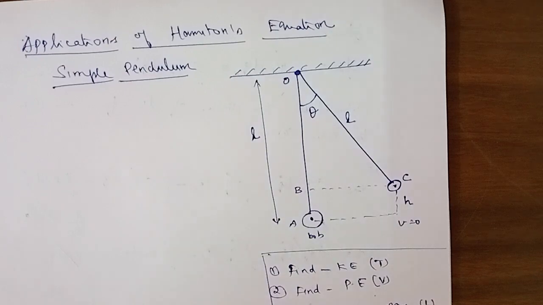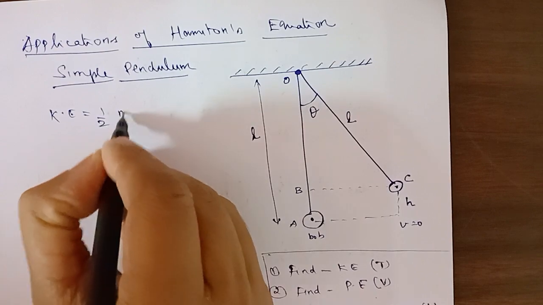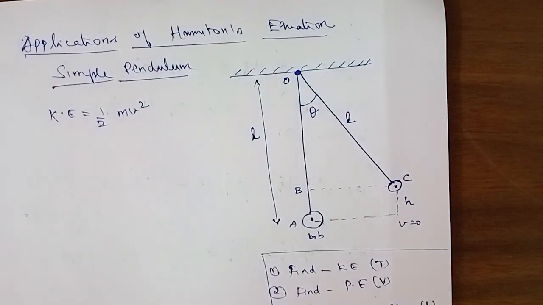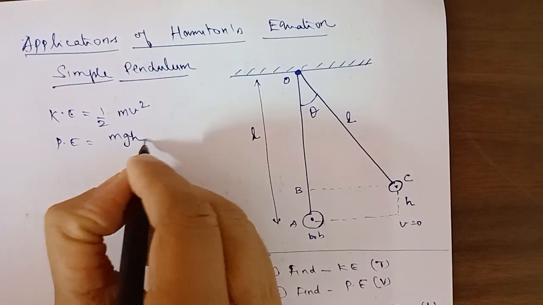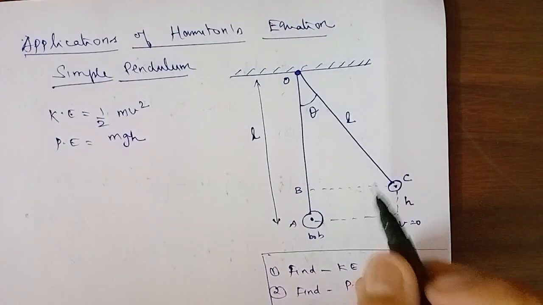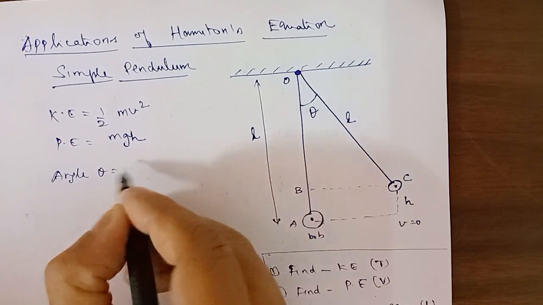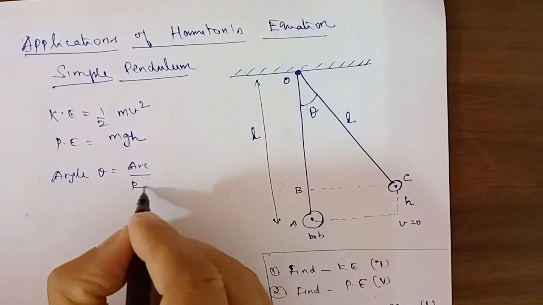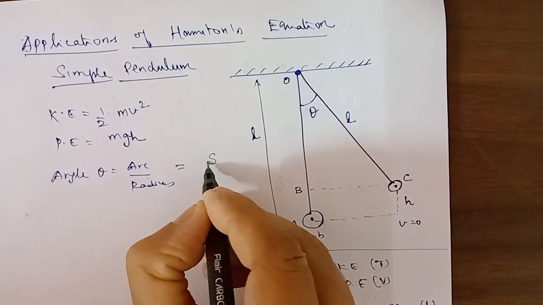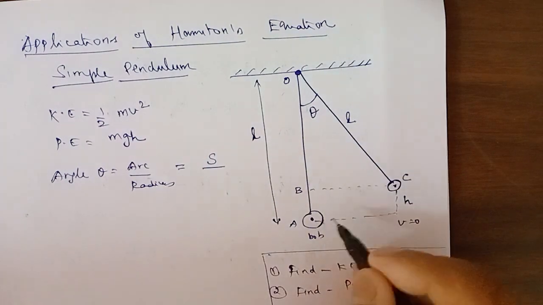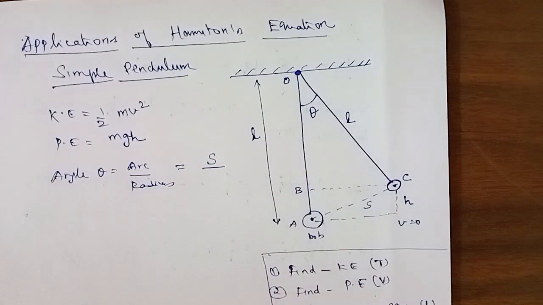Now we know that kinetic energy is equal to half m v square. We know the formula. Similarly, potential energy, we know the formula, mgh. Now from this figure it is clear that angle theta is equal to arc by radius. What is the arc? The arc value is s here. You make this the arc, so this is s.